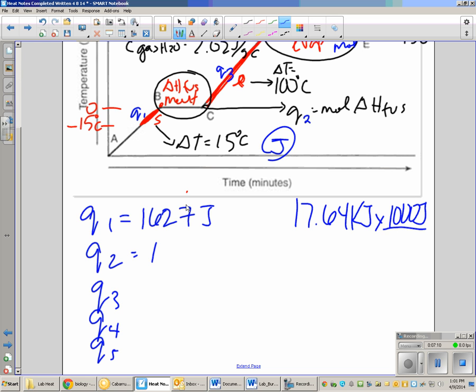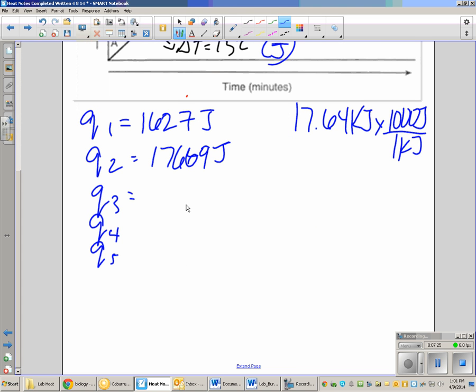1,000 joules over 1 kilojoule. So that would be 17,600 and what? Okay, I'll go with that. 69 joules. It's okay if it's slightly approximate. We're going to get a large number. Q3. 22,122. Not 122? 122.2. Okay. That's really large, but I guess that's a lot of water.